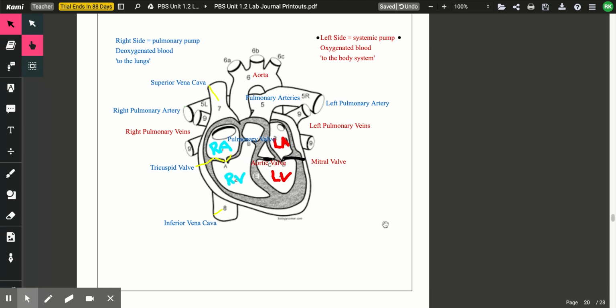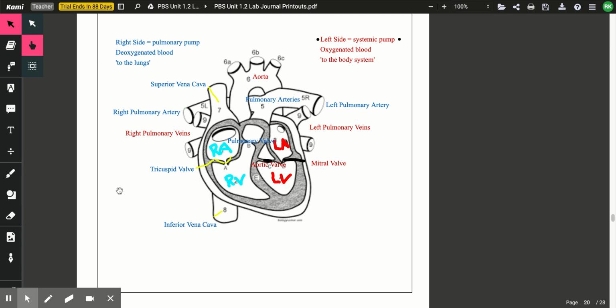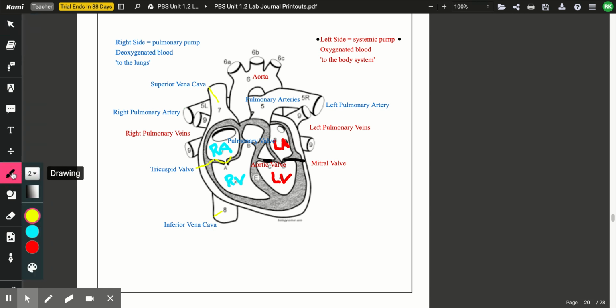All right, so now that we have it labeled, let's talk about path of blood flow through the heart. Okay, so remember to have your red and your blue colors. I'm going to grab my red and blue colors too.